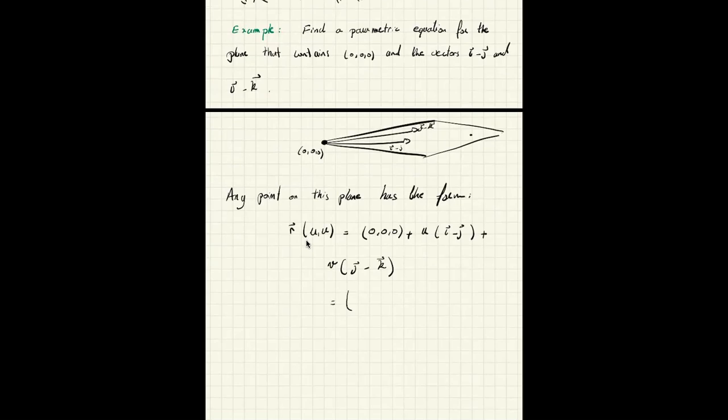So here, of course, it's u i plus u minus v j minus v k. So this is the equation, a parametric equation of the plane. This is x(u,v), this is y(u,v), and this is z(u,v).